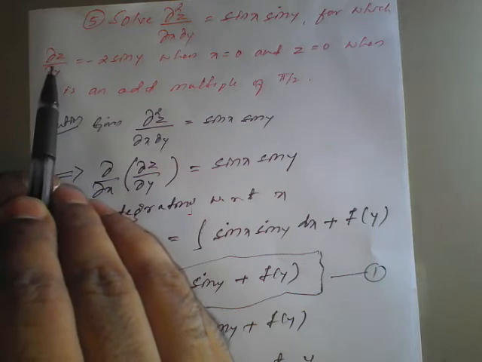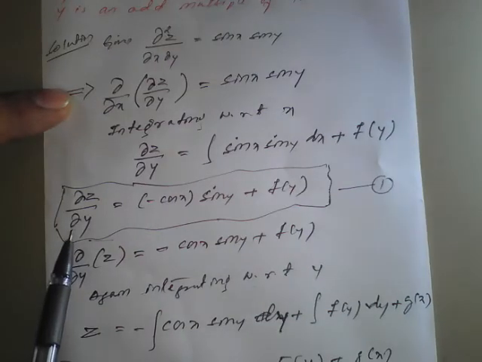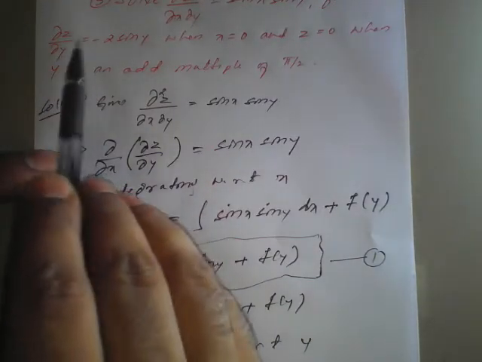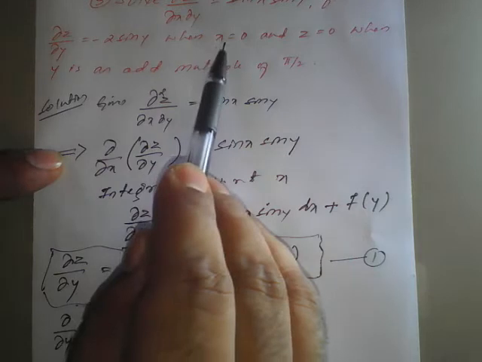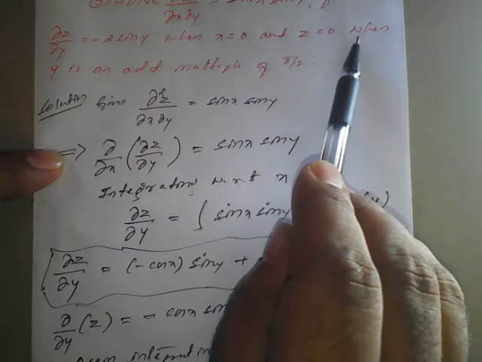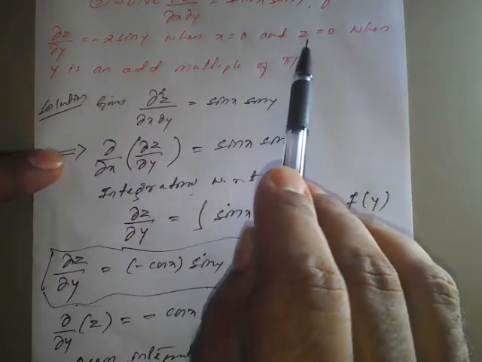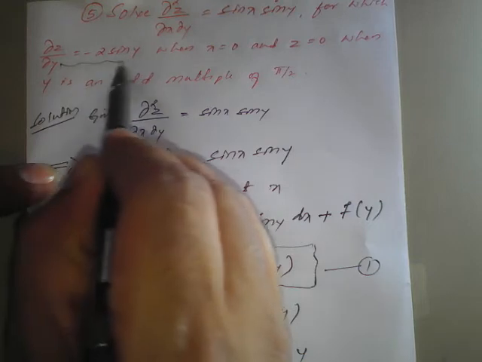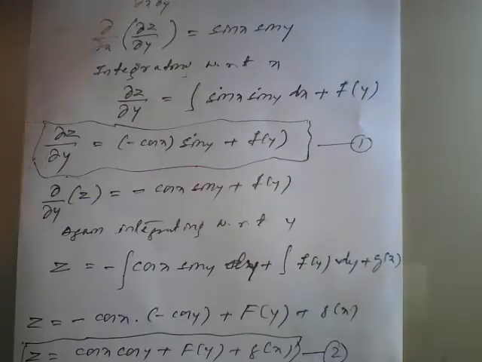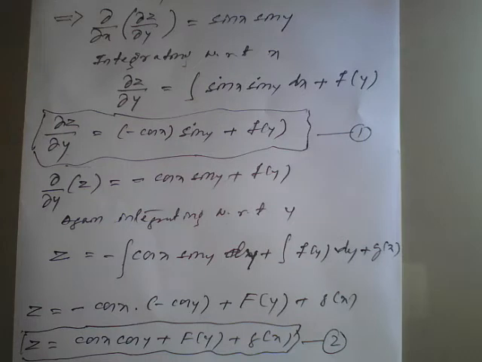They have given the value of dou z by dou y, which can be replaced in equation number 1. See, dou z by dou y is minus 2 times sin y when x is 0. So these two conditions will apply in equation number 1, and z is equal to 0 when y is an odd multiple of pi by 2. This second condition will apply in equation number 2, and we'll see the final result of this given partial differential equation on direct integration with the given two conditions. One by one we'll see now.